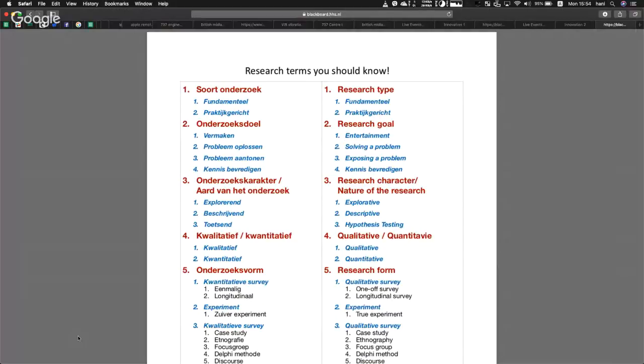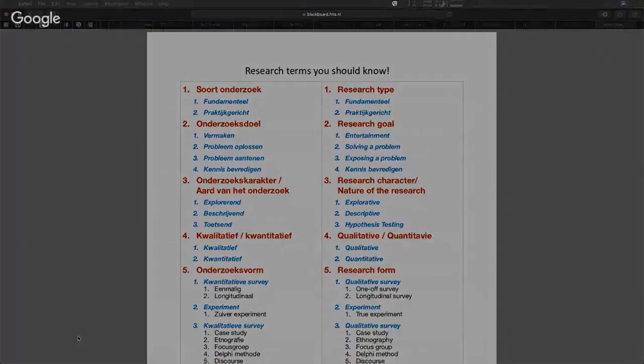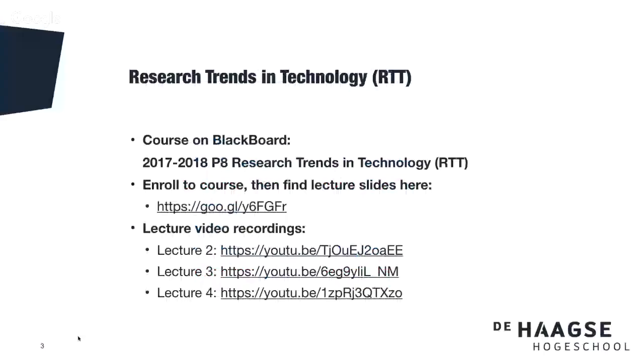But so for example, if you talk about the research character and then you say that the research character is qualitative, then I know that you don't know what you're talking about. Okay, so this will be a bad sign. So make sure that you understand these terms and then you follow them exactly according to their definition. And today we're going to go over a few of these terms. So let's go.